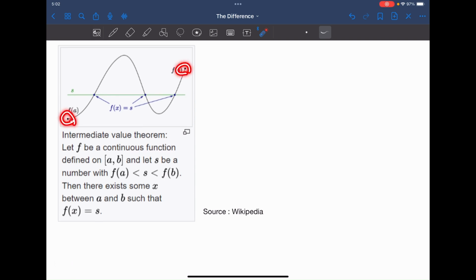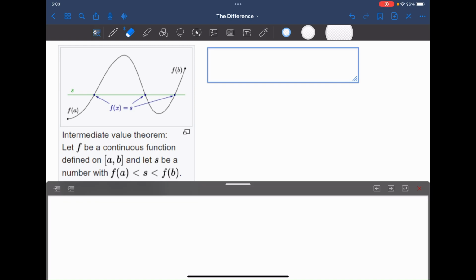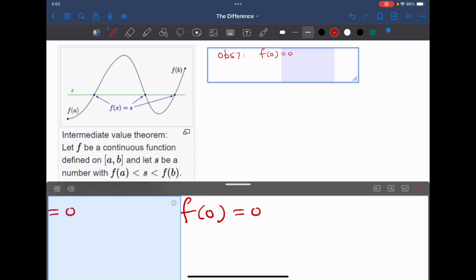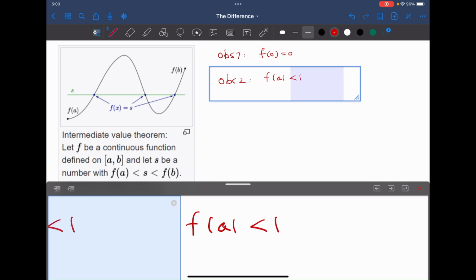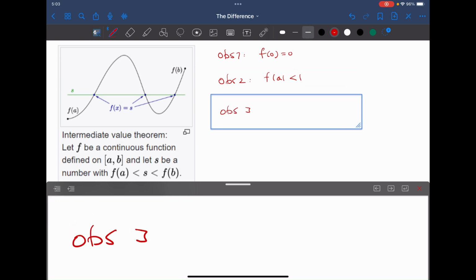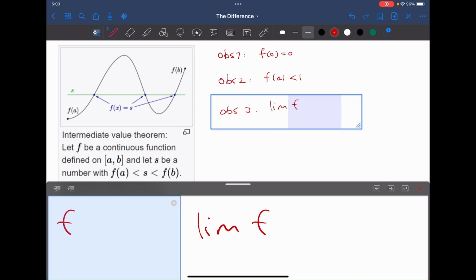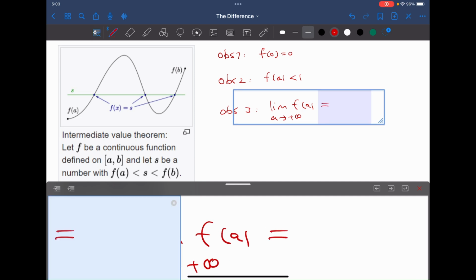We have f of a, we have f of b, and we have some value s between f of a and f of b. And here you see there exists at least one x such that f of x is equal to s. Okay, and now consider three observations. Observation number 1, f of 0 is 0. Observation number 2 is that f of a is always less than 1. And observation number 3 is that the limit of f of a as a goes to infinity is equal to 1.